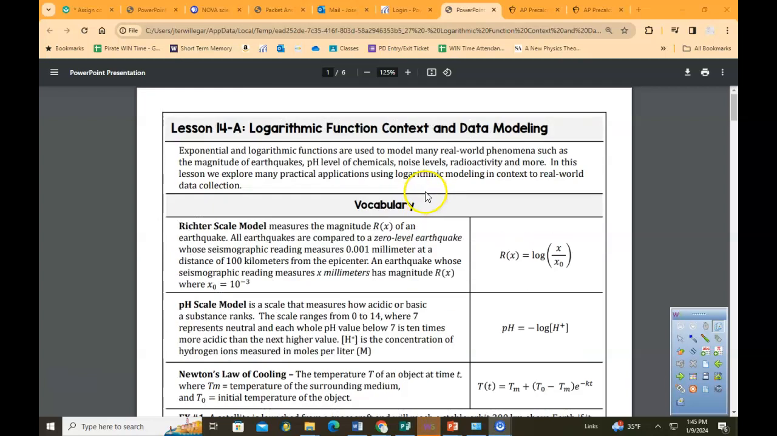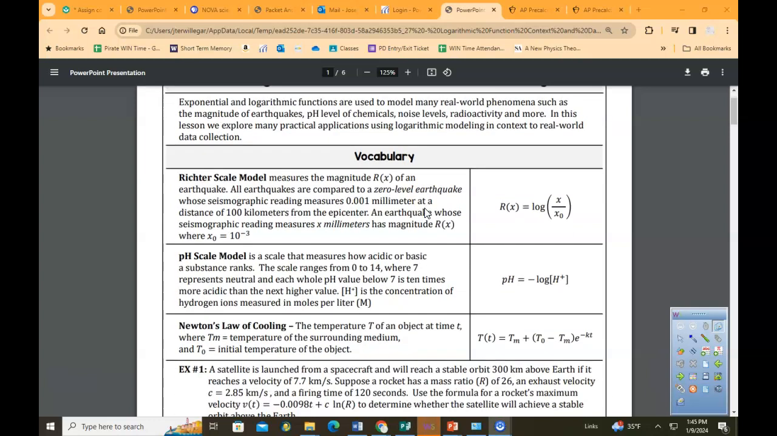We're going to do a bunch of vocab you guys can read, so I don't want to spend a lot of time in class on this, but three spots where this is used a lot are with Richter scale modeling, where your Richter scale is log of x over your initial x, which is going to be 10 to the negative third, 0.001 millimeters, if you want to do it that way.